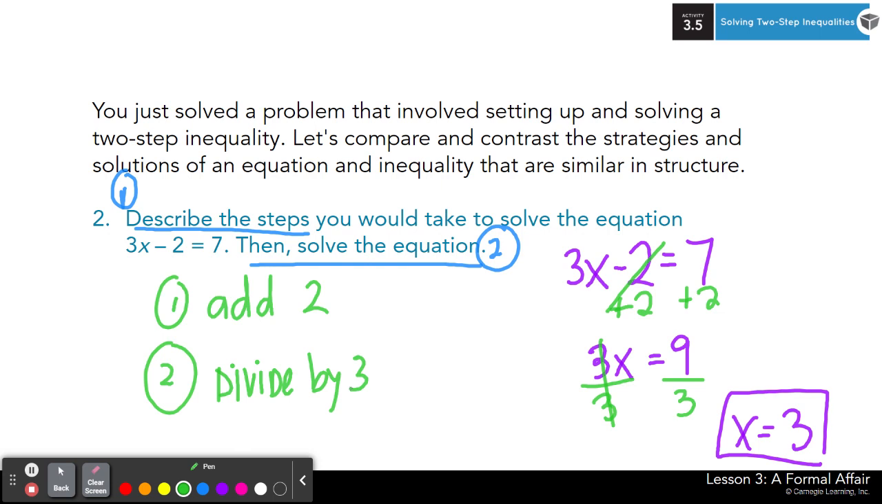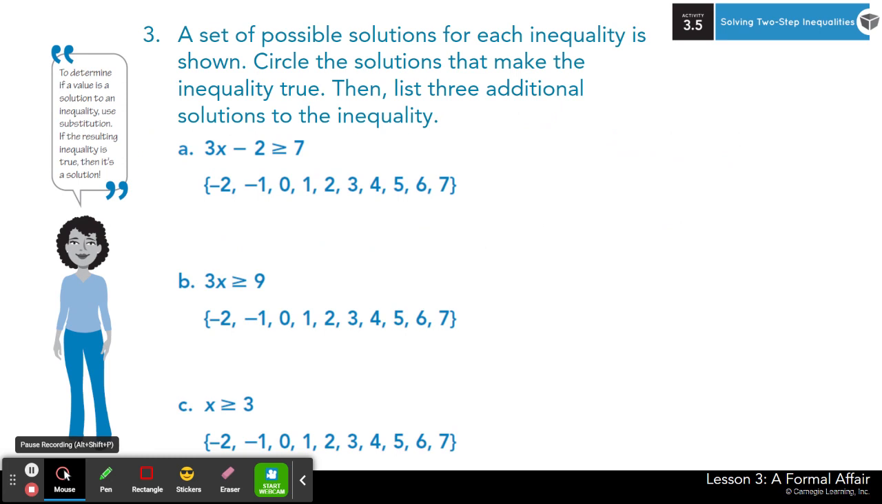Alrighty, let's compare answers. I described my steps. The first step was I added 2 to both sides, and the second step was to divide both sides by 3, getting you x is equal to 3. If you are also able to get this work on your paper, go ahead and give yourself a big smiley face. Alrighty, question number 3. It says a set of possible solutions for each inequality is shown. Circle the solutions that make the inequality true, then list 3 additional solutions to the inequality.